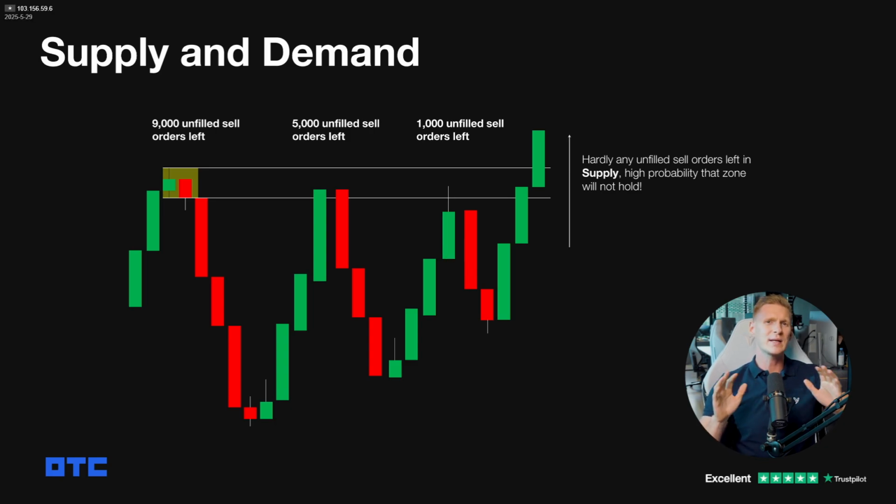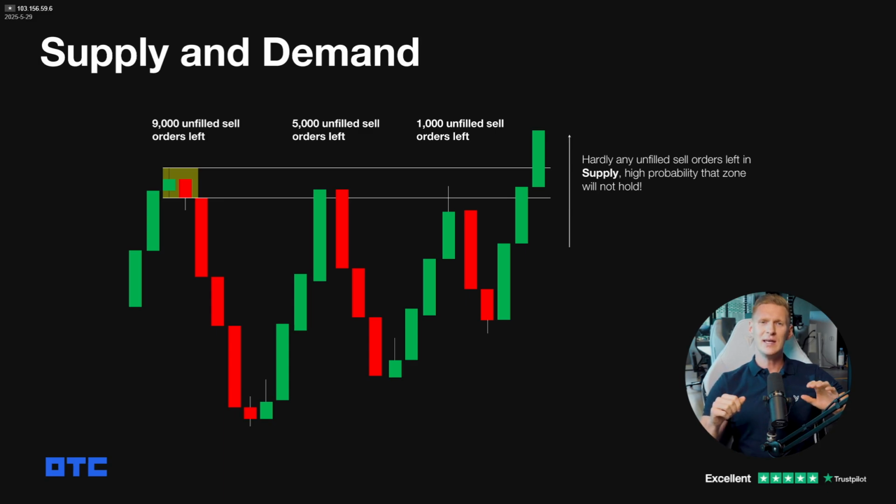Take this chart, for example. Suppose we have a supply zone with around 9,000 unfilled sell orders. In real trading, we never know the exact numbers, but we will use this for demonstration. If price returns to that zone, it's logical to sell because we believe unfilled sell orders remain. Price does come back and then it drops, confirming our supply zone.